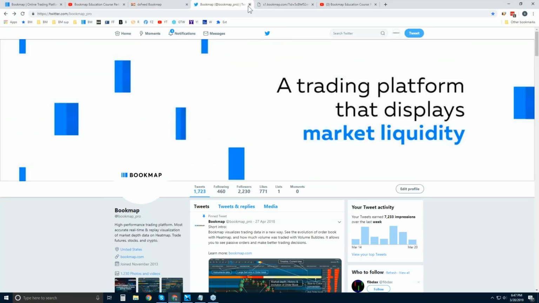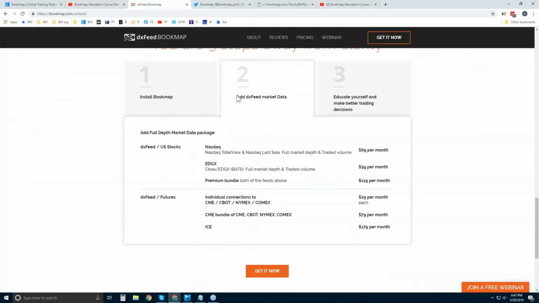Oh, DX feed. I need to cover this. This is important: how you connect Bookmap to US equities. There's NASDAQ, which is NASDAQ Total View and Last Sale. It's full depth of market, and it's $69 a month. There's also EdgeX, which is $59 a month, and then you can get both of them together. That's what I would recommend. The more data, the better. It's $119 a month, but for your first month, you get a special deal. It'll be 59 bucks. This is only data, though.